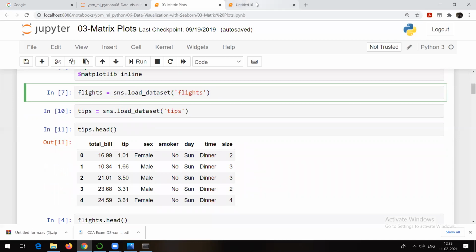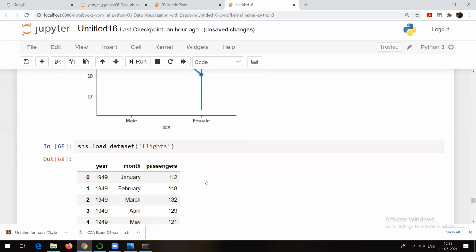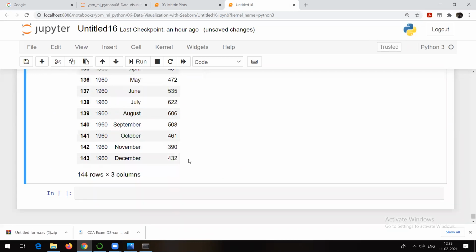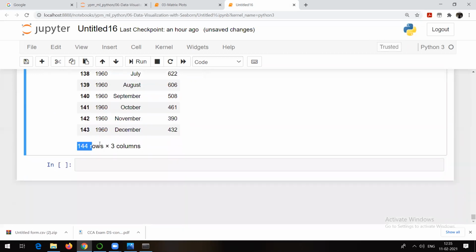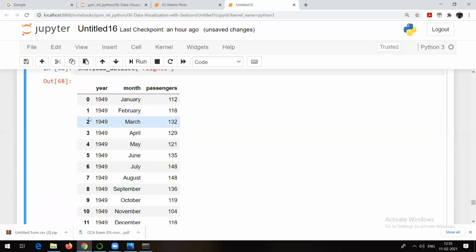Flights. Flights is a data set which is by default present in Seaborn. So sns.load_dataset, and the name of the data set is flights. Shift enter. Now you will see this particular thing: year, month, and passengers. So there are 3 columns only: year, month, and passengers, and you can see there are 144 rows. 3 columns, 144 rows. And what are the columns? What are the variables here?